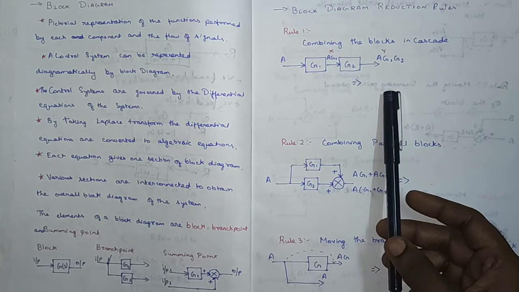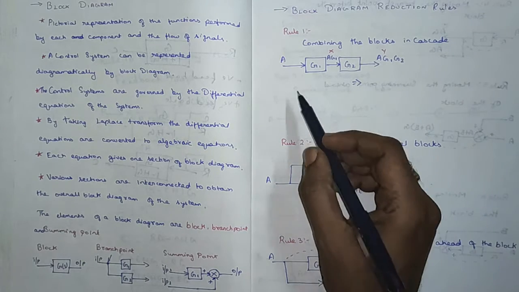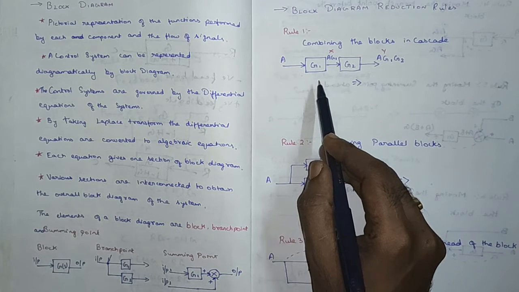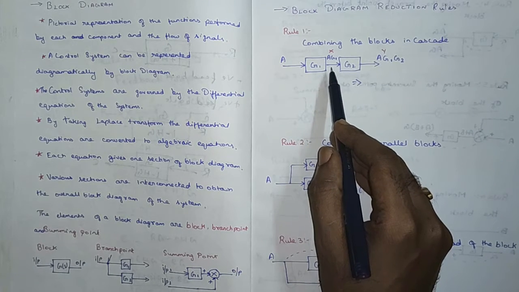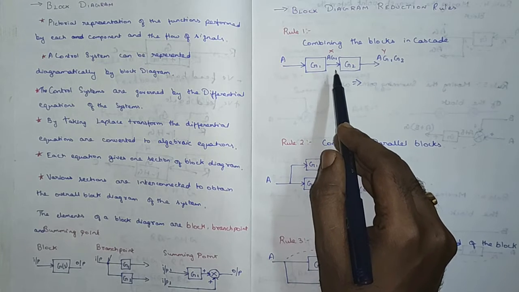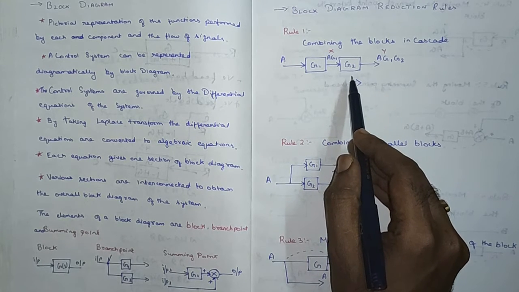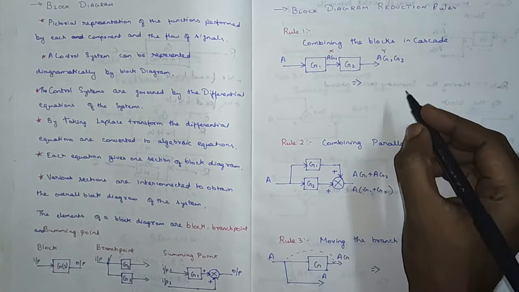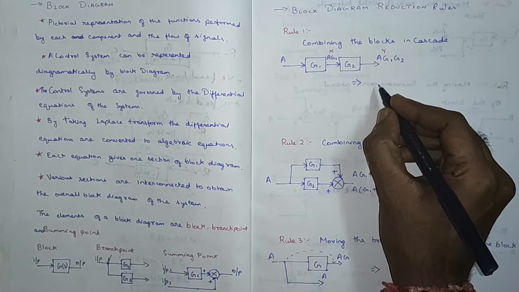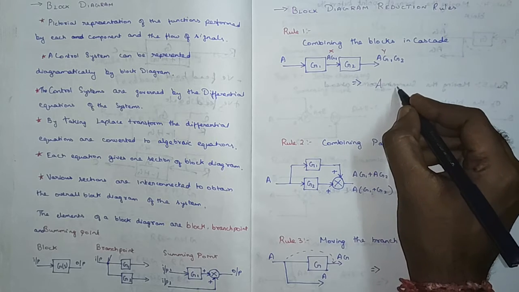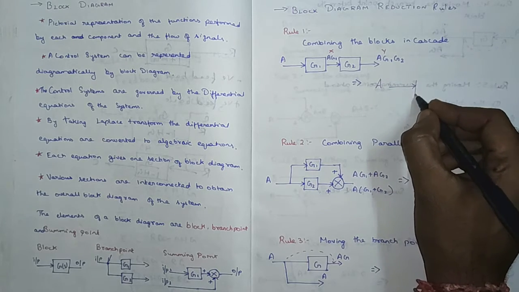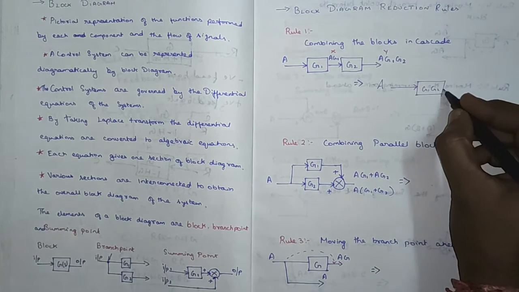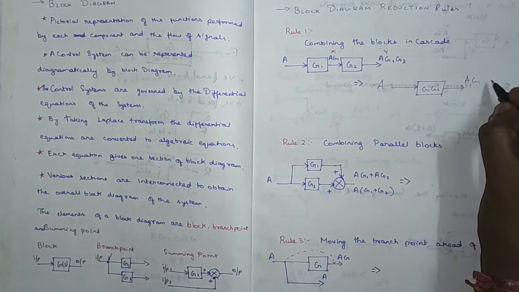Rule number 1 is combining the blocks in cascade. Here we have an input A. This input A is given to a transfer function G1. The output of this transfer function is AG1. This AG1 is given to the transfer function G2. The output is going to be AG1G2. Now we can consolidate this and write a common diagram, which is going to be G1 into G2. So the output is similar, AG1G2.